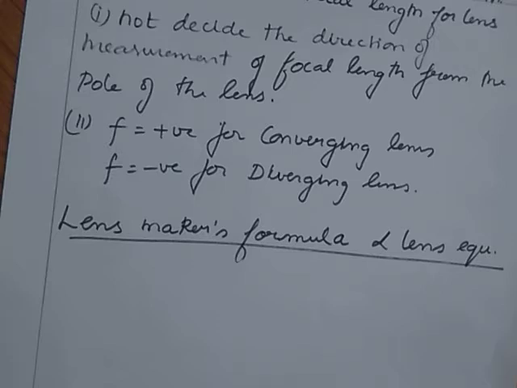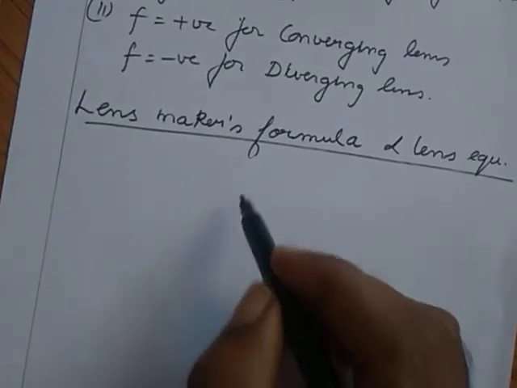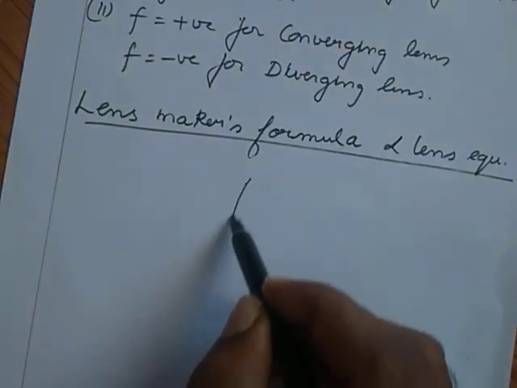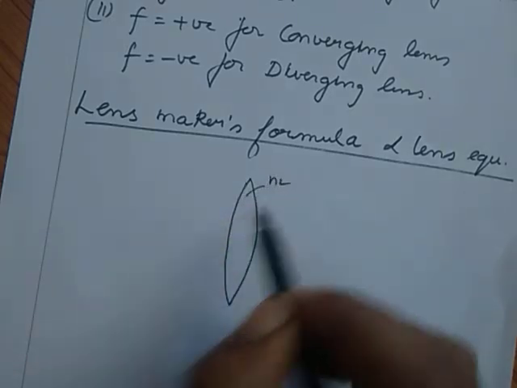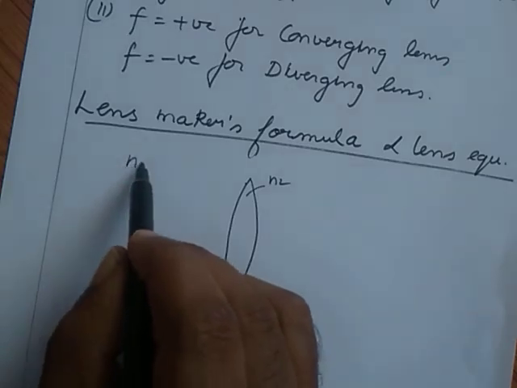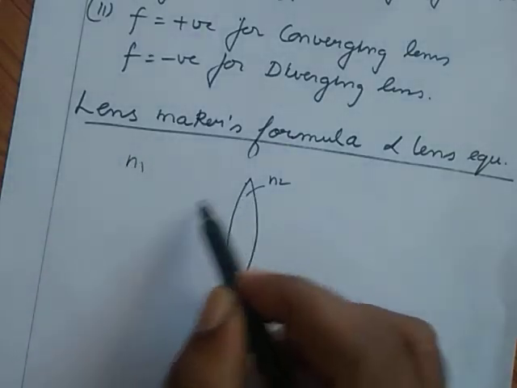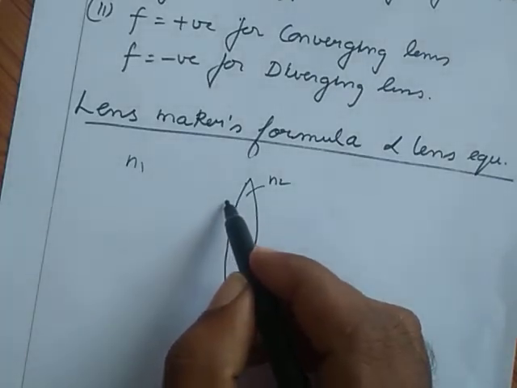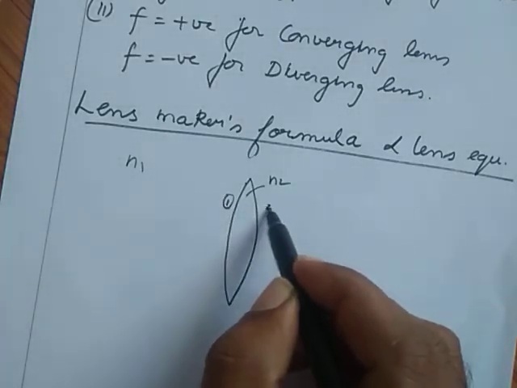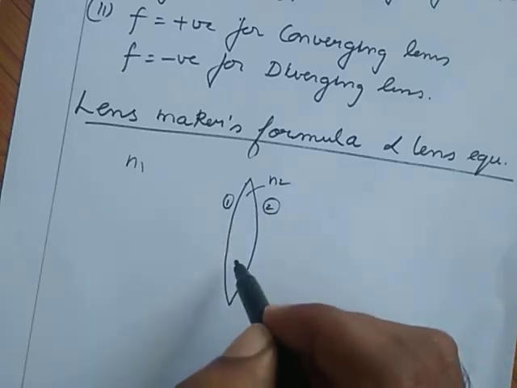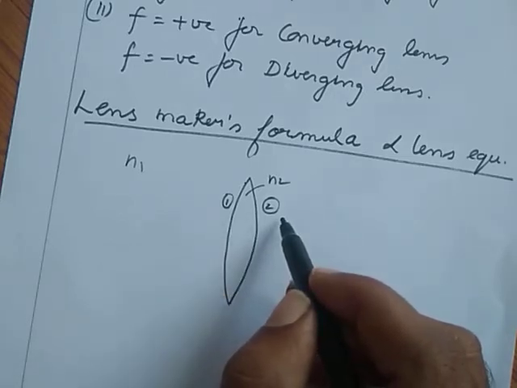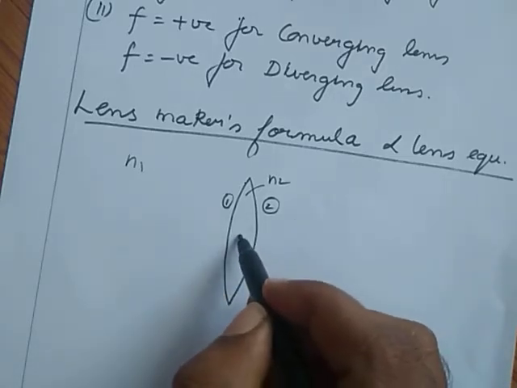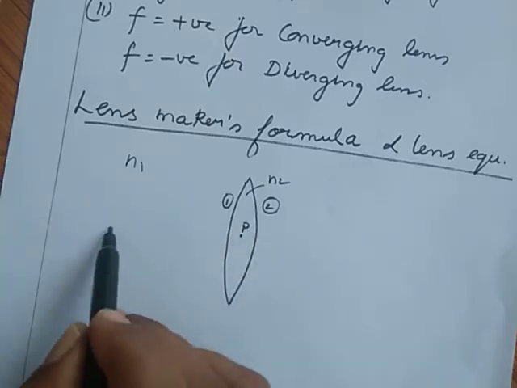For that, I consider a thin lens of refractive index n2, placed in a medium of refractive index n1. The lens has two spherical surfaces: here is the first surface, here is the second surface. The first surface has radius of curvature r1 and the second surface has radius of curvature r2. This is the pole, the center point of the lens.